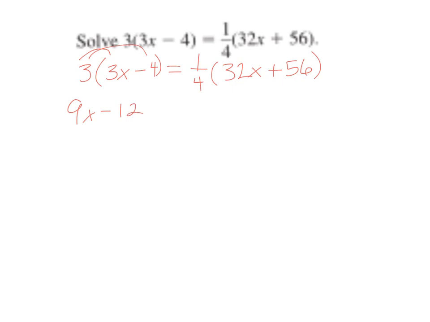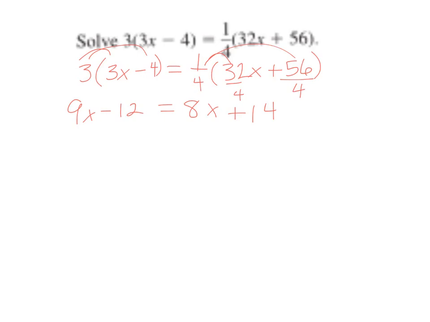On the right hand side, we're going to have to distribute a 1/4, which means this is the same as dividing by 4. I'm just going to do this because it might be easier for us to see. 32 divided by 4 is 8, so 1/4 of 32 is 8x. And then 1/4 of 56, or 56 divided by 4, is 14, I believe. Yeah, I get 14.